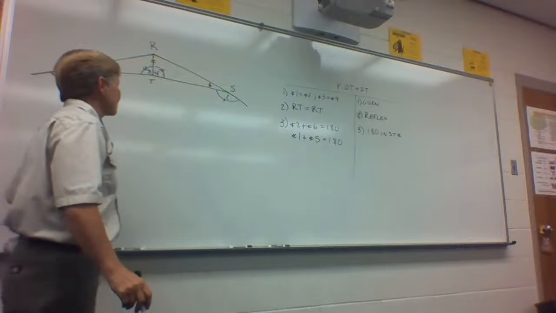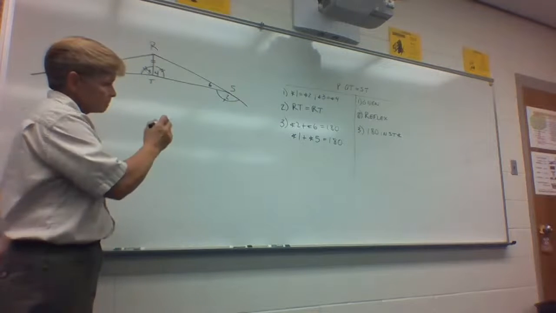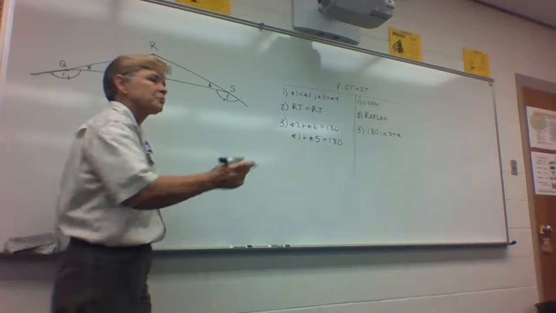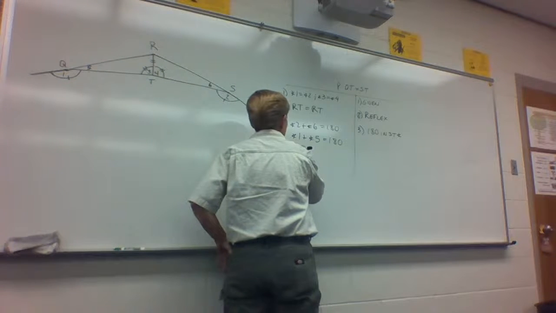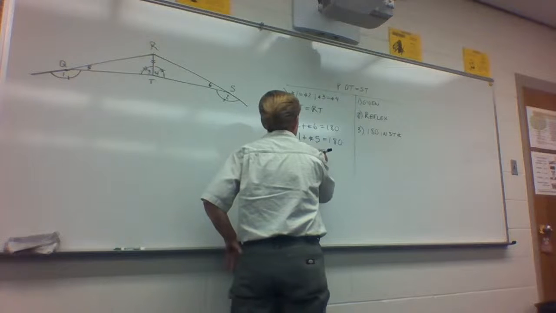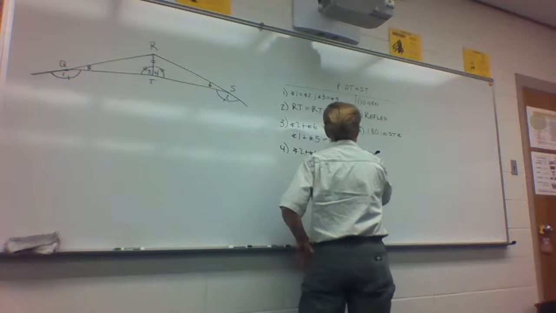Okay. Now we have not said that 5 equals 6. That's what we're shooting for. But we got two things equal to 180. So substitution, if you've done enough of these proofs, that should be a fairly obvious follow through on this. Angle 2 plus angle 6 equals angle 1 plus angle 5 because of substitution. Can you all see that?